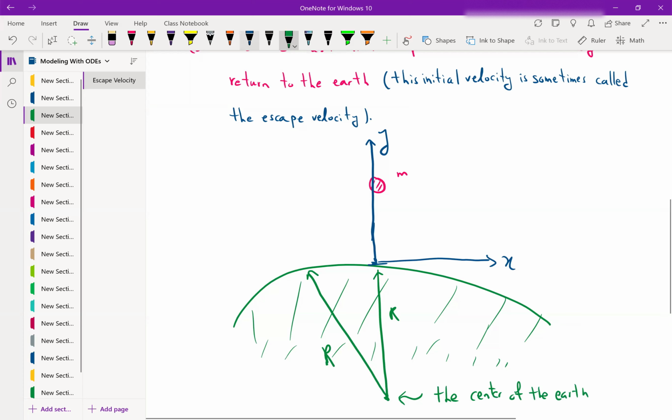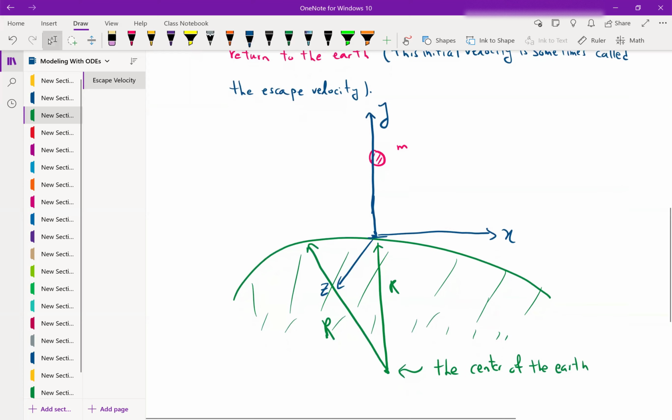We can also have our z-axis, but again, nothing is happening along the x-axis and the z-axis. All the interesting things are happening along the y-axis. Here, the motion is in one direction, a one-dimensional motion. So, for example, at time t, your mass is at height y of t.